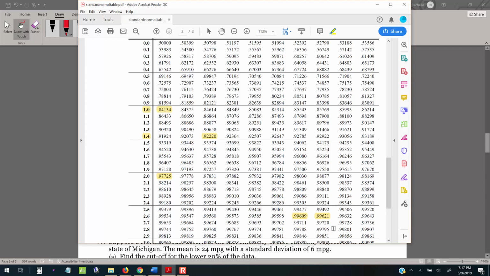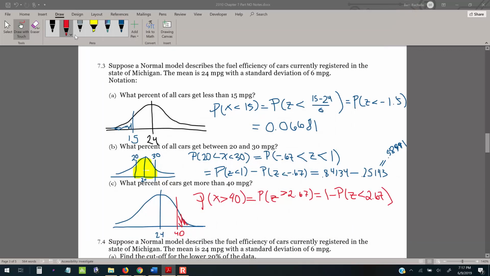Can you tell I don't use the table that much? I'm a big fan of technology. I think it shows a little bit in this section. It probably does in every section.